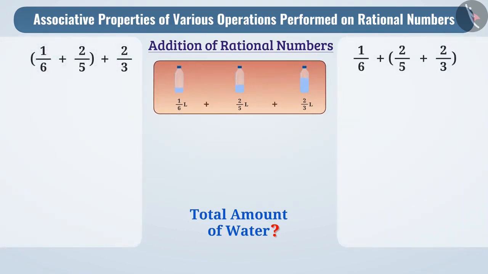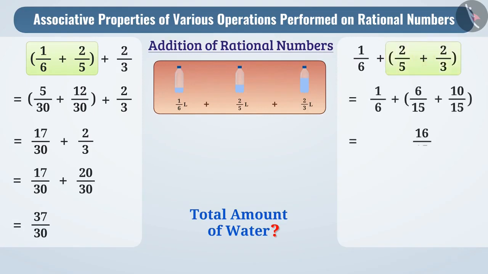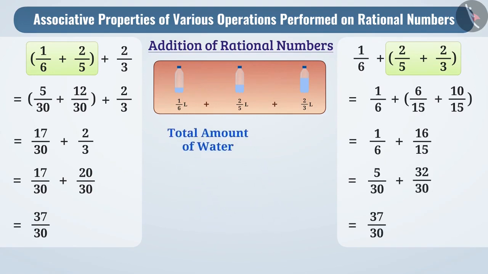If we first make a group of 1/6 and 2/5, then the sum will be 17/30. By adding the number 2/3 to it, we will get the result 37/30. If we make a group of 2/5 and 2/3 and add them, the sum will be 16/15. Adding 1/6 with this, we will get the result 37/30. From both the conditions, we find the total amount of water in all the bottles is 37/30 liters.